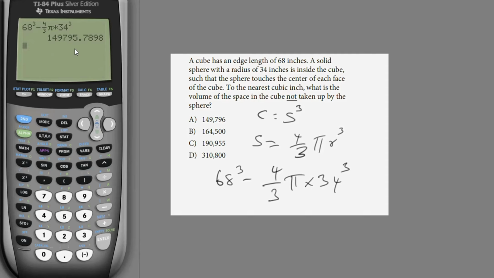149,795.7898. We are looking for the volume of the space in the cube not taken up by a sphere. So we have this output. We are asked to the nearest cubic inch. So let's approximate: 7 is up to 5, right? So approximate as 1, so it will now be 149,796 cubic inches. So the right answer is option A.